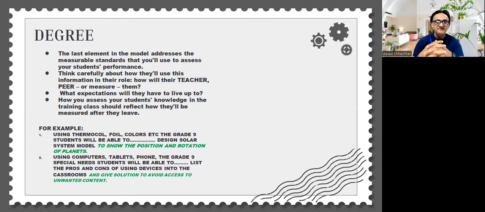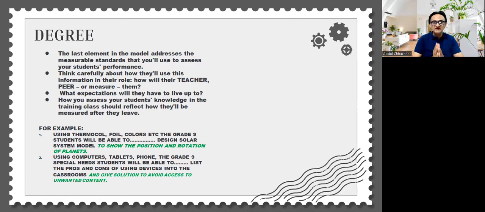You will assess your students' performance. Think carefully about how they will have to use information in their role, by teacher, peer, or observation. So when they are demonstrating this information, it should be very clear that they have learned and we can easily explain what the pros and cons are, and the design of the model. Okay, how you assess your students' knowledge in the training class or in your teaching class reflects how they will be measured after they leave.